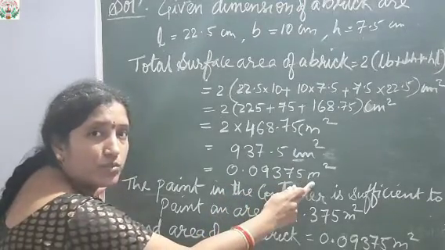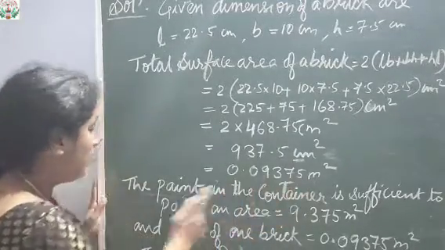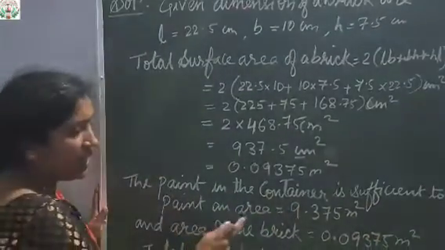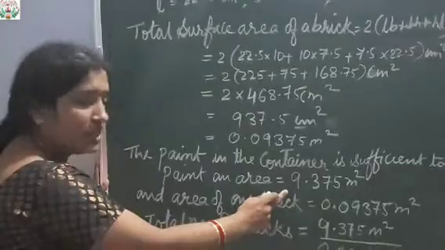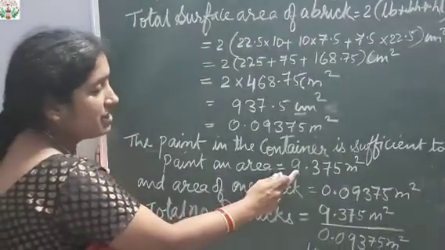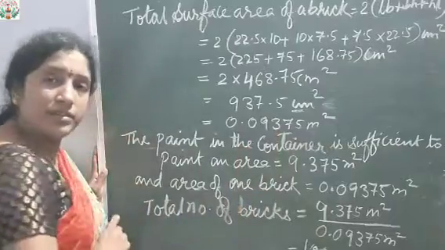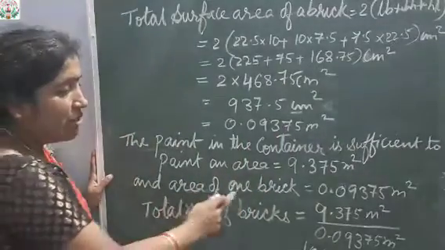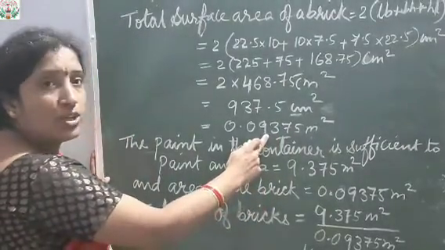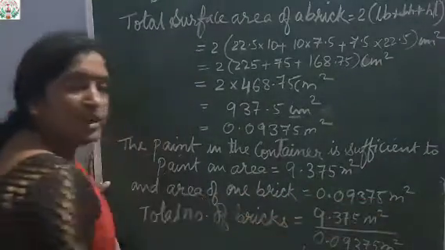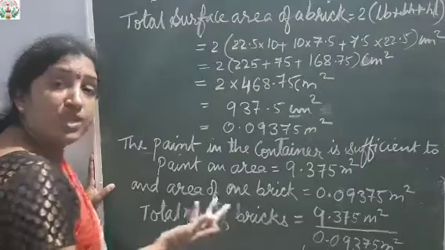0.09375 meter square. Okay. So now the paint in the container is sufficient to paint an area. How much is it given in the question? According to the question it is given 9.375 meter square. Is it not? So now the area of one brick is how much? We got it as 0.09375 meter square. Now how many bricks do we need?